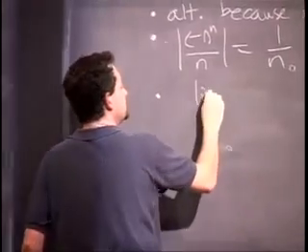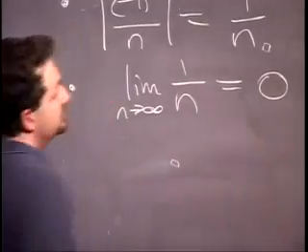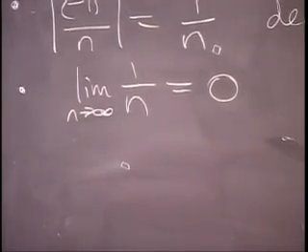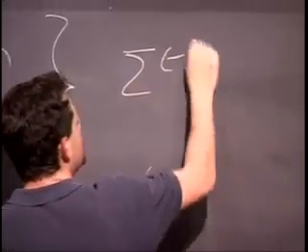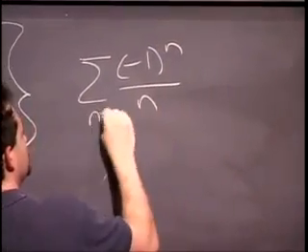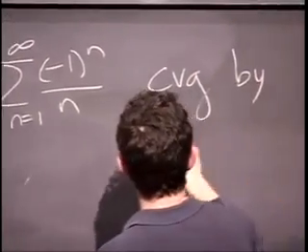And finally, the limit of this is 0. Therefore, the series converges by the alternating series test.